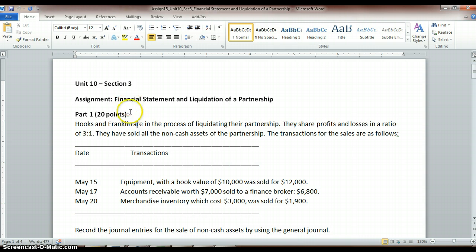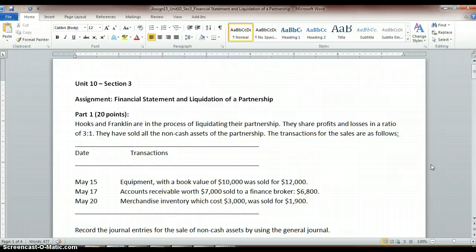So in this situation, we have Hooks and Franklin. They're in the process of liquidating their partnership. They share profits and losses in a ratio of 3-to-1. So if you remember from the last assignment, to figure your fractions here, you would add these numbers together to get your denominator, and then each of these acts as a numerator for that fraction. So they have sold all the non-cash assets of the partnership.